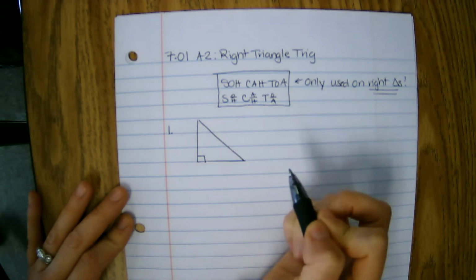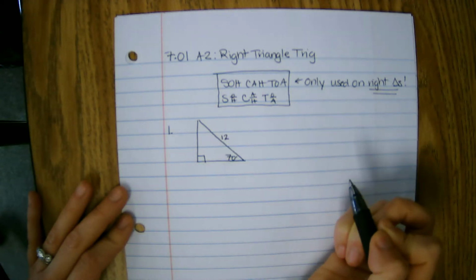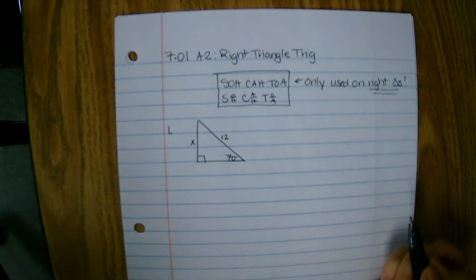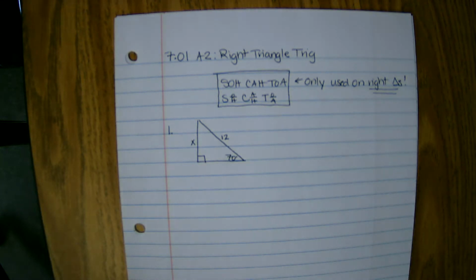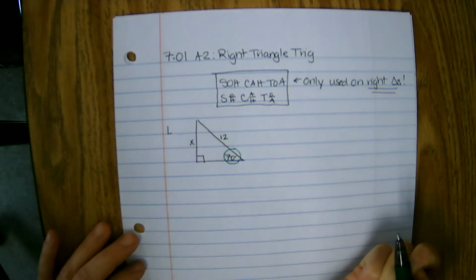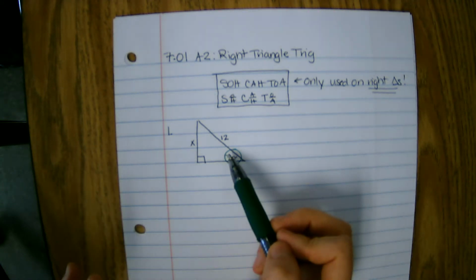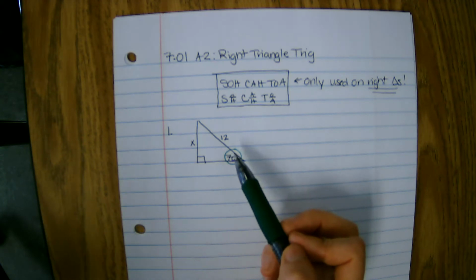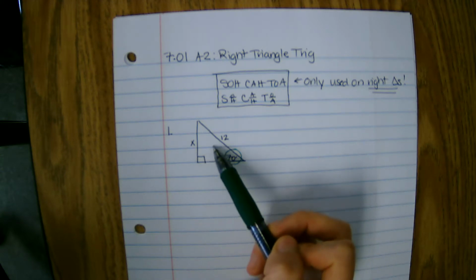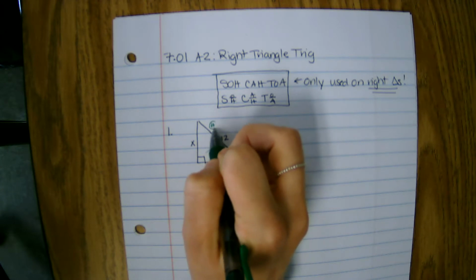So here we have a right triangle, a 70-degree angle. This side is 12, and I want you to find x. So the first thing I like to do with these problems is I like to circle whatever angle is given to me, and then figure out what sides I have. So I'm going to label the sides with either an O, an A, or an H. So I always like to start with my hypotenuse. I know the hypotenuse is always the longest side. It's across from your right angle right here. So this would be my hypotenuse.